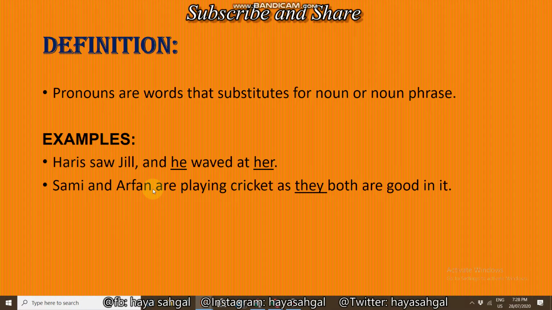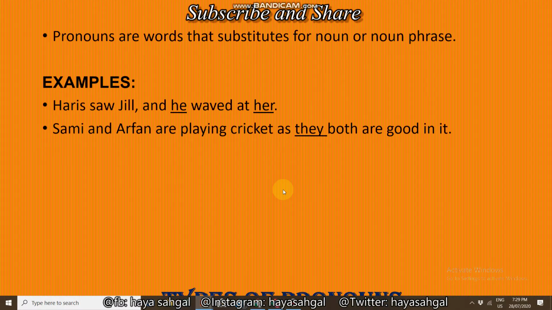Sami and Irfan, so they are two. Sami and Irfan are playing cricket, as they both are good in it. So I'm not going to say their names again. Sami and Irfan are playing cricket as Sami and Irfan both are good in it. No, I will replace it with they, because they are two, plural. So I have to use a plural pronoun for them, that is they.